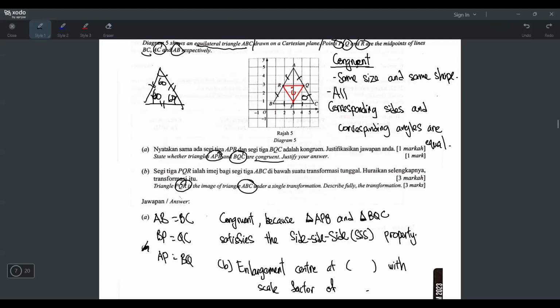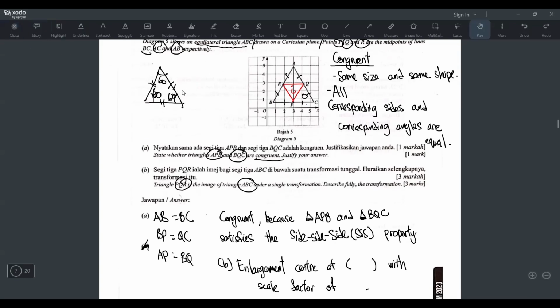Okay. If you want to write in bahasa Melayu can also. Pembesaran pada pusat bla bla bla dengan faktor skala bla bla bla macam tu. Okay, let's find the enlargement center. Okay, how do you find enlargement center?